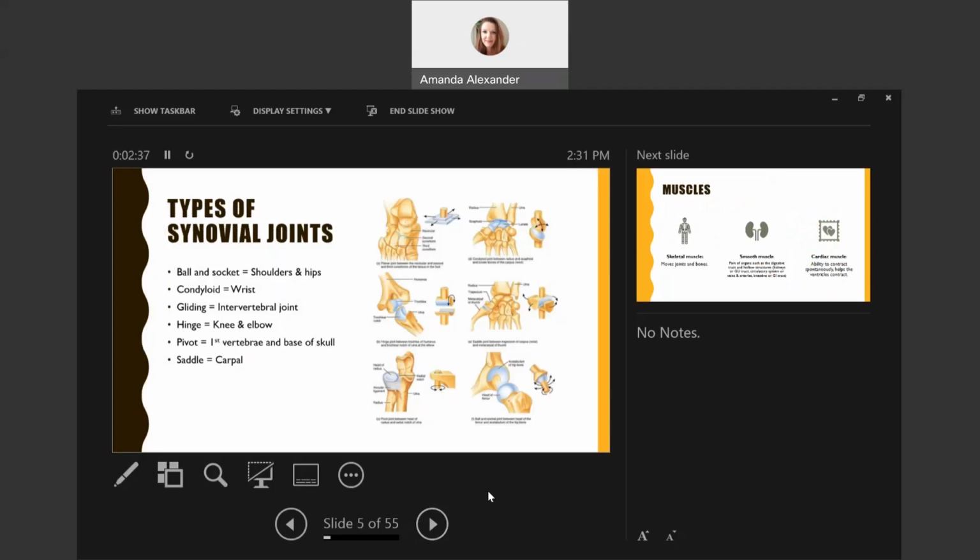Some of the joints that are involved with immobility are ball and socket, the shoulders and hips; condyloid, the wrist; gliding, intervertebral joints; hinge, knee and elbow; pivot, the vertebrae or base of the skull; and saddle.